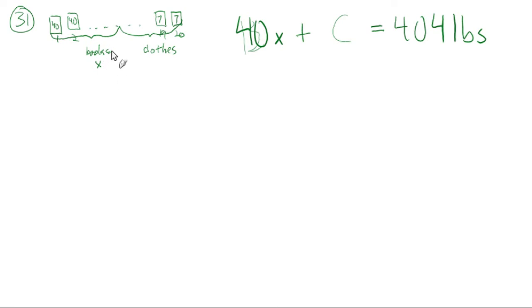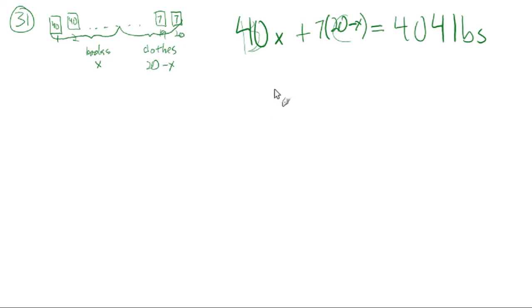There could be X clothes boxes, but that would assume there's the same number of books boxes and clothes boxes, and we don't know that. What we do know is that however many books boxes there are, the rest of them are clothes. The rest of the 20 boxes. So 20 boxes minus X will give me the number of clothes boxes. So I could take 7 pounds times whatever this number winds up being. Once I know how many boxes there are of books, I'll know how many boxes there are of clothes. So we can solve this equation for X, X being the number of books boxes.